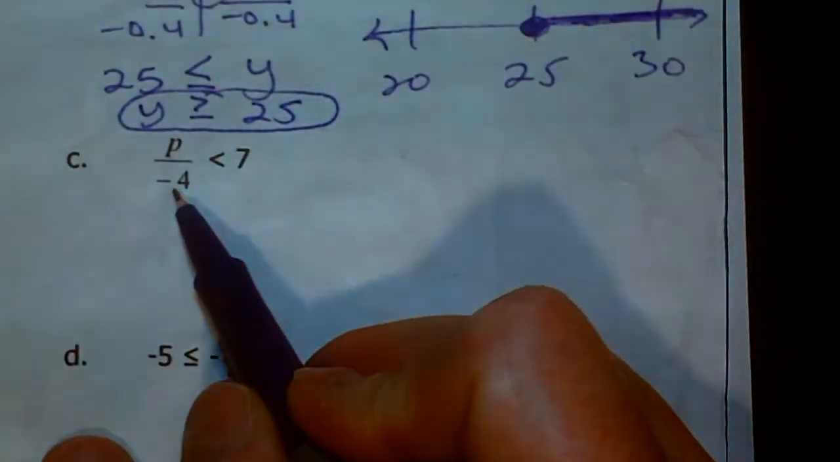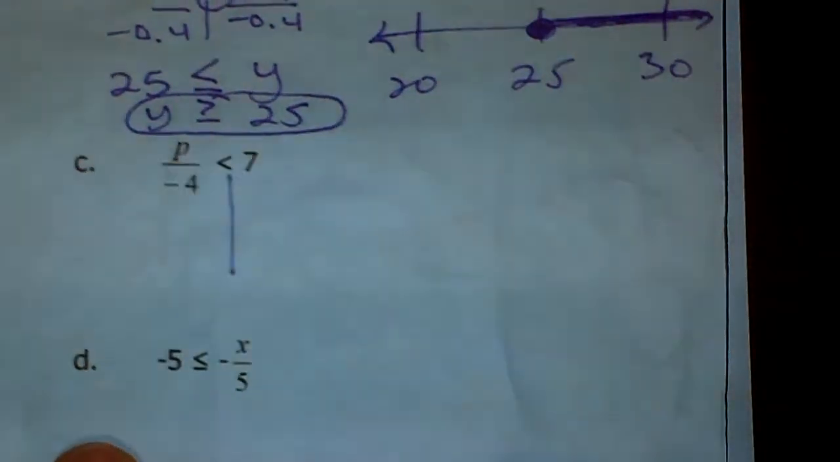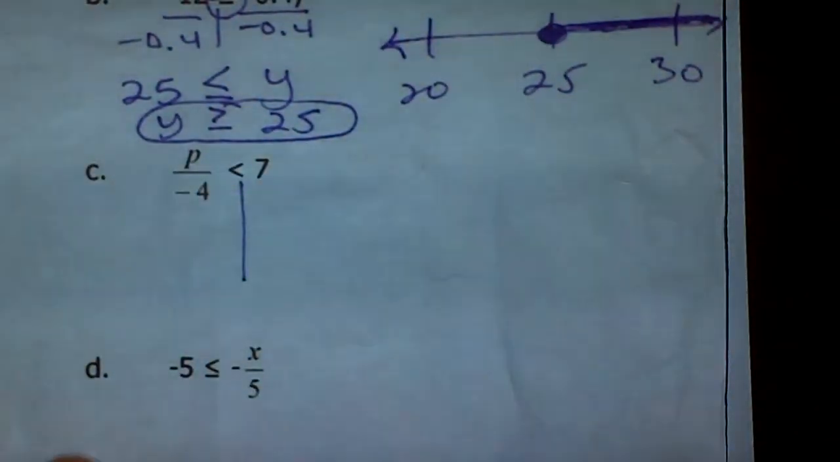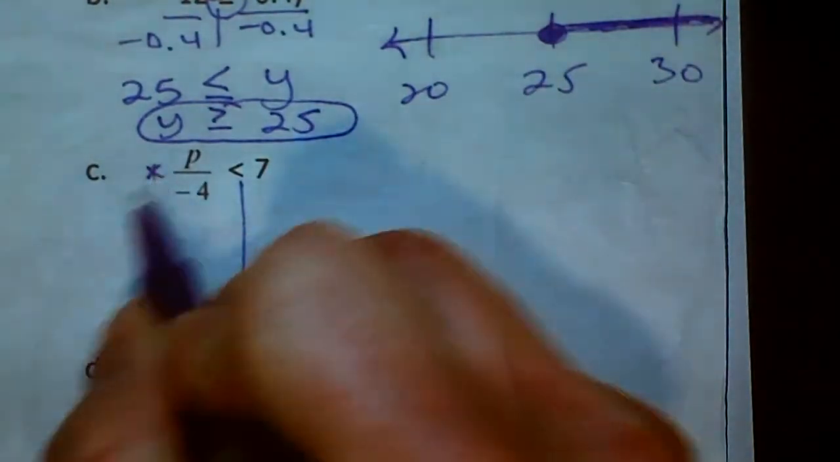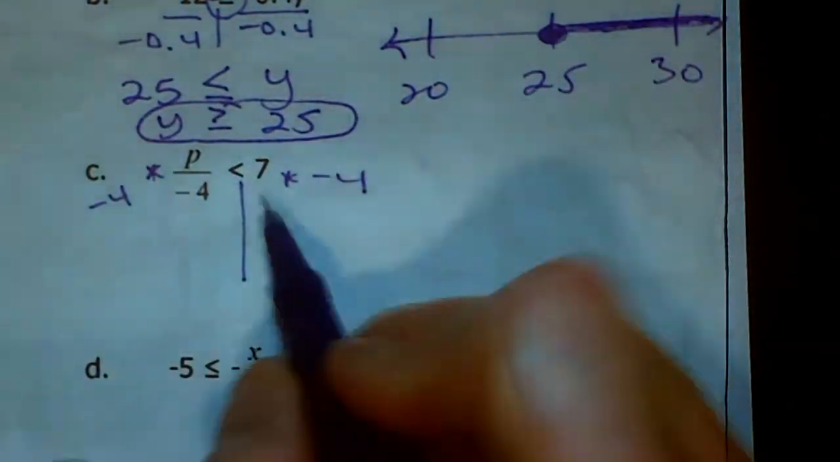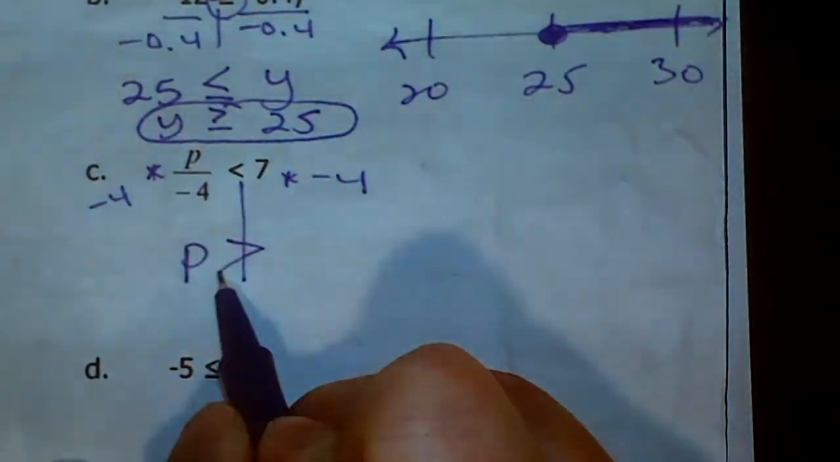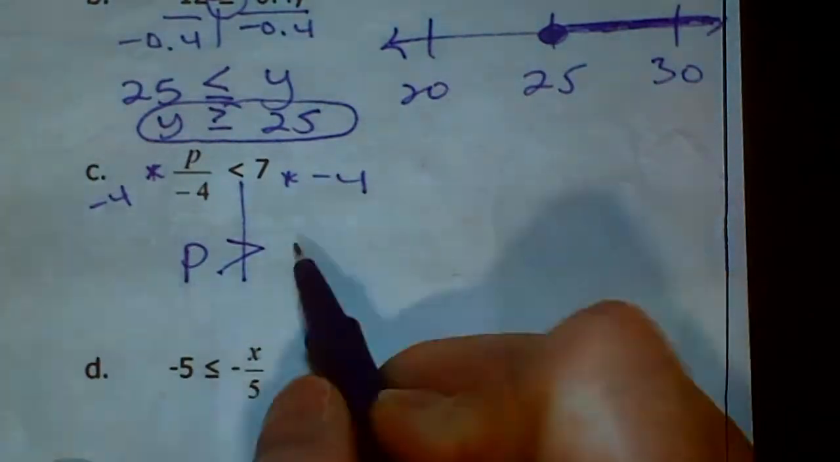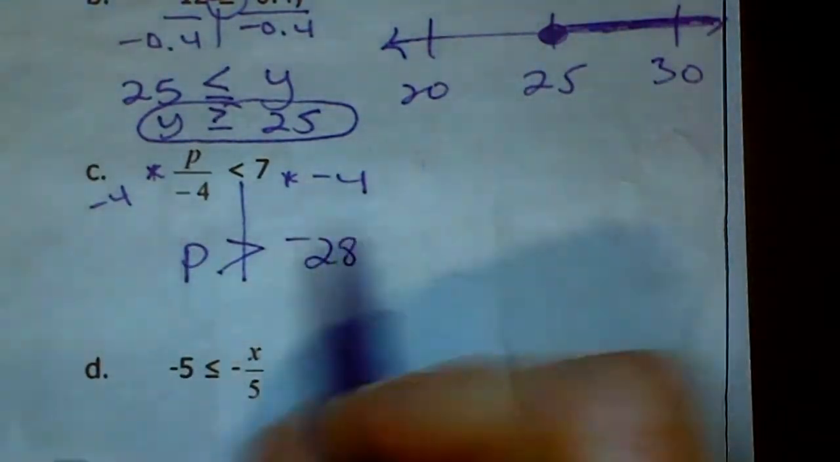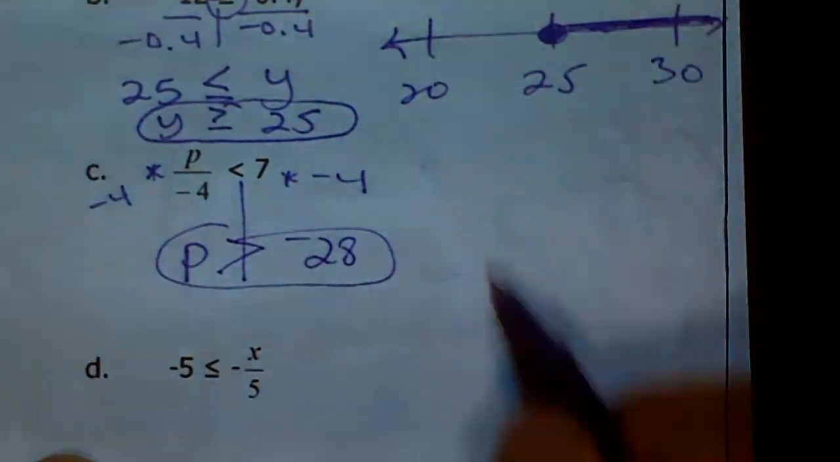Okay, so p divided by negative 4 is less than 7. In order to undo this dividing by negative 4, I need to multiply each side by, yes, a negative 4. As soon as you multiply by a negative, you have to flip that sign. So p is not less than anymore, p is greater than, and 7 times negative 4 is negative 28. So p should be greater than negative 28.